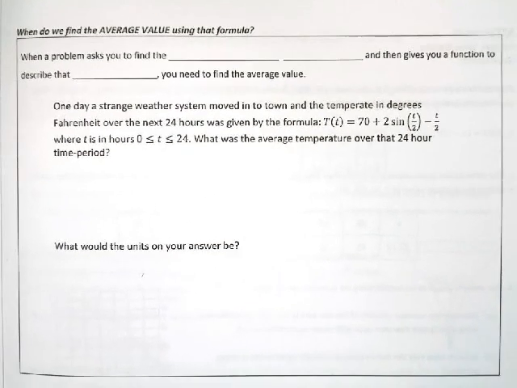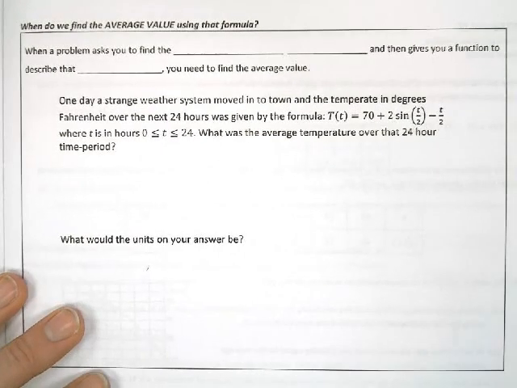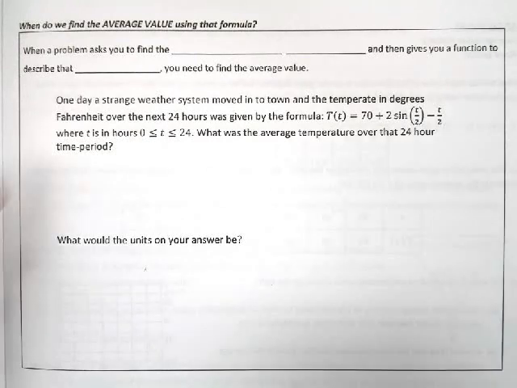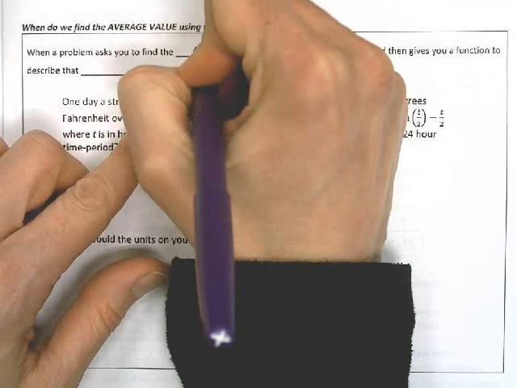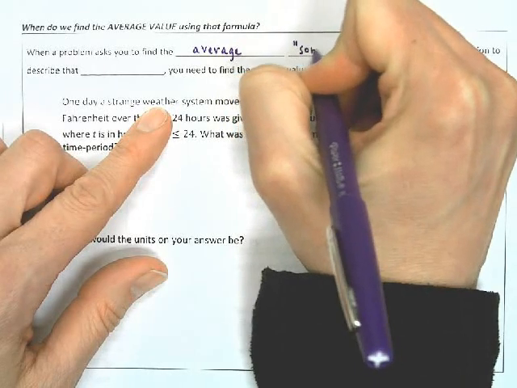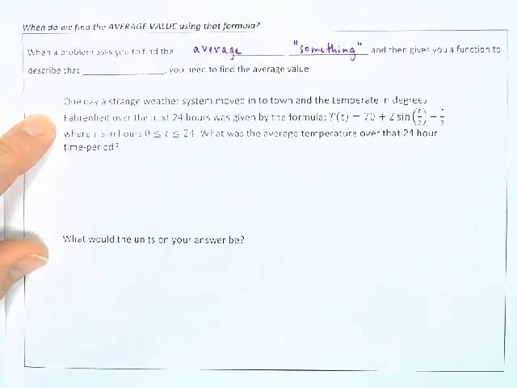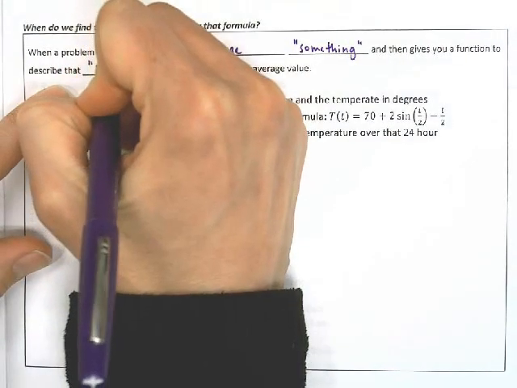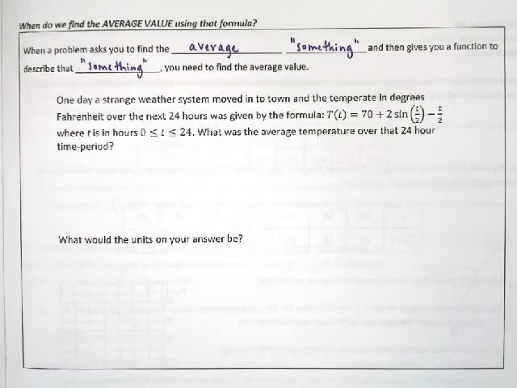All right. So now this is really dealing with how do we even know we're being asked to use this formula? When would I use the average value formula? So this is going to sound silly, but hopefully it gets the point across. When a problem asks you to find the average, and I'm going to say the average something, and then gives you a function to describe that something, you need to find the average value.